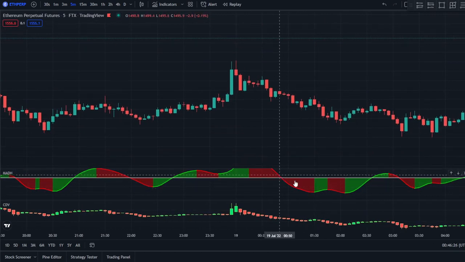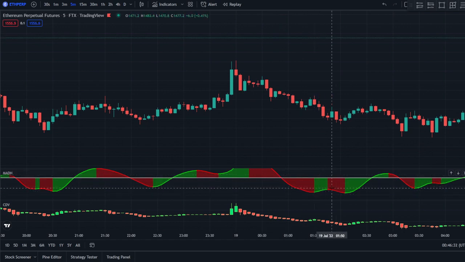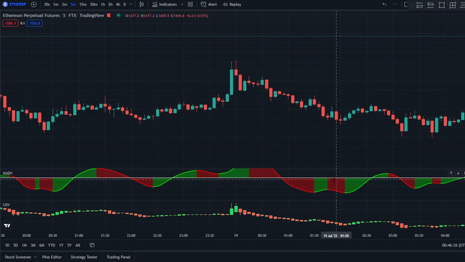So we have a crossover here. This is the first time it's turning red below the 0 line, and then it turns green again, and then you have another red line. This is the second time that it turns red, and then you want to wait for the CDV to be red for your confirmation.